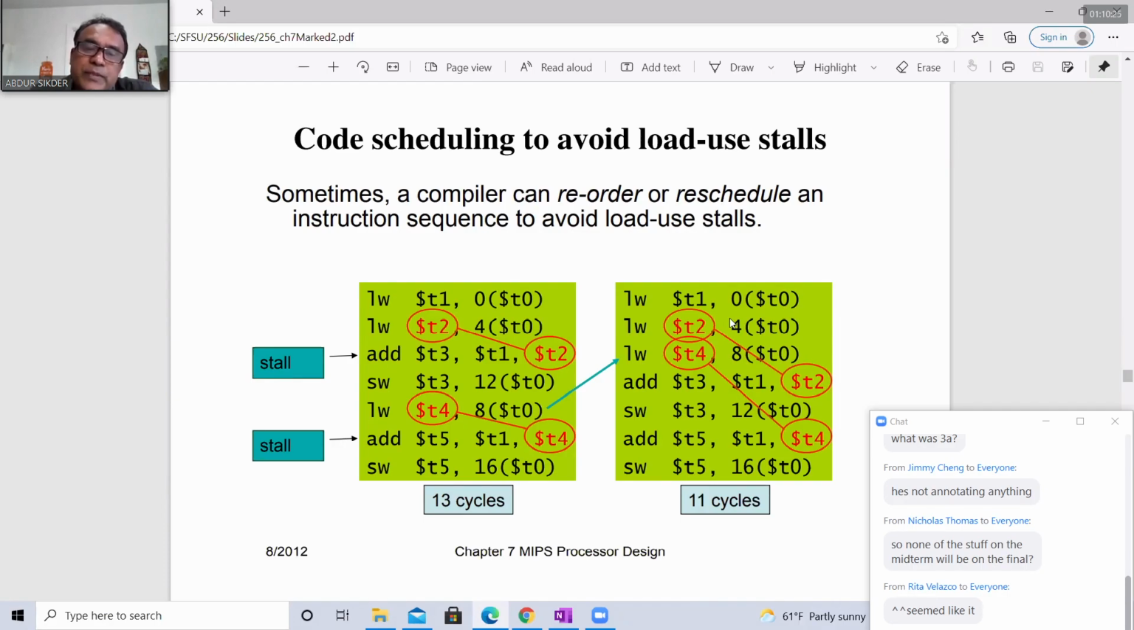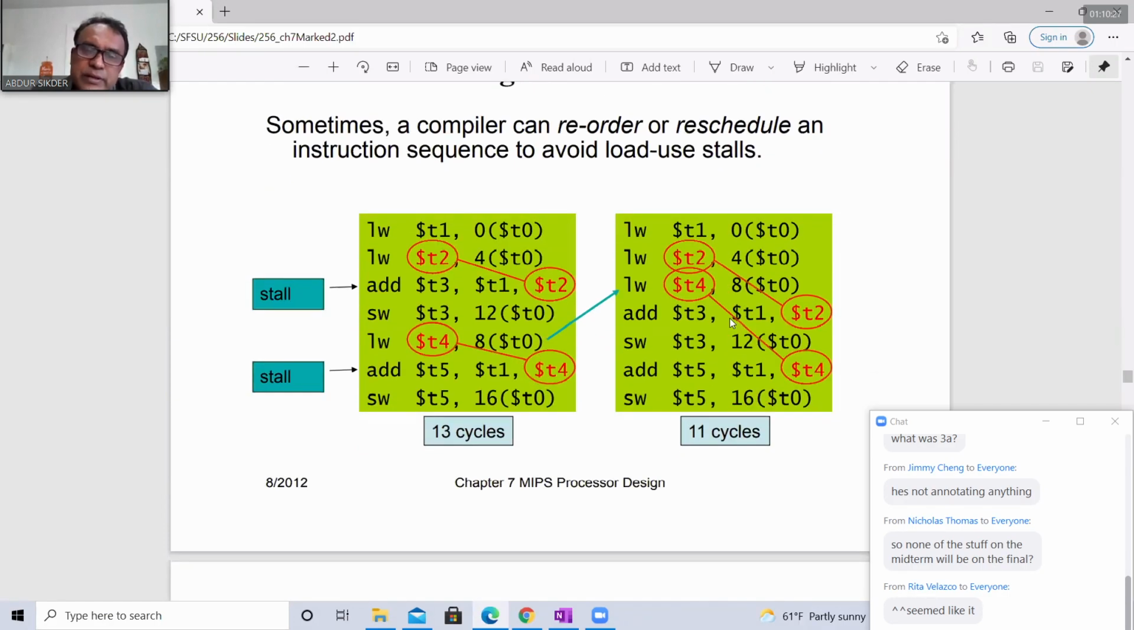So how do you avoid this? Sometimes a compiler can reorder or reschedule an instruction sequence to avoid load-use stalls. Here we have t2, t4, load word, and then a stall. It's 13 cycles, and then you can make it 11 cycles. You can reduce 2 cycles by moving things around.